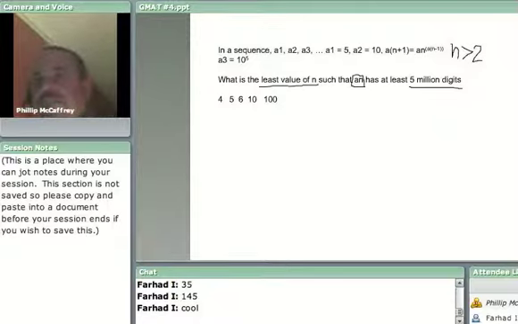Least value that has at least 5 million digits. Good problem.